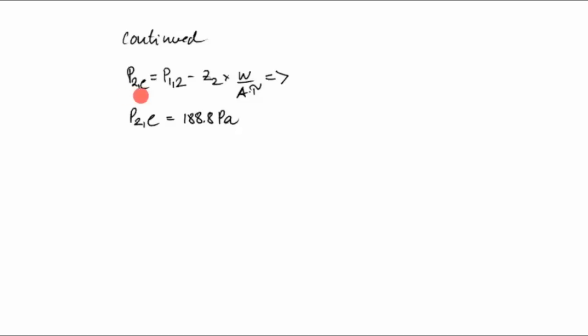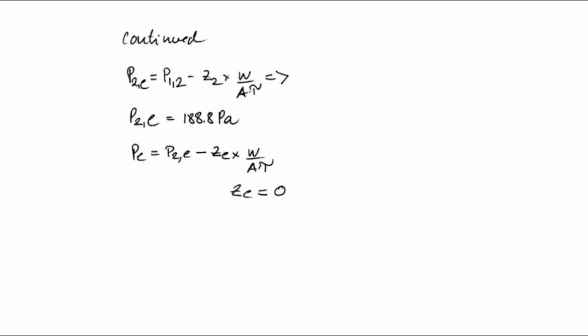Again, I do the same thing. I'm setting up the equation for finding the actual pressure in layer 2, which is the one I just found, minus resistance to diffusion of layer 2 times amount of water vapor passing through. And what I get, filling in the values using my calculator, is 188.8 pascals.